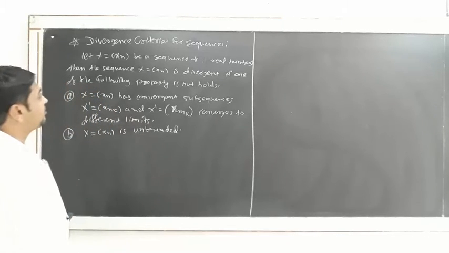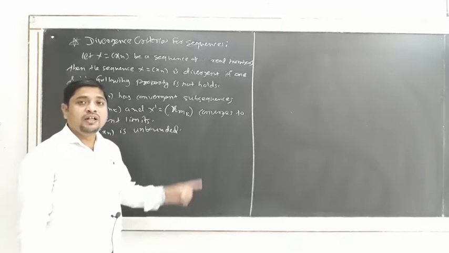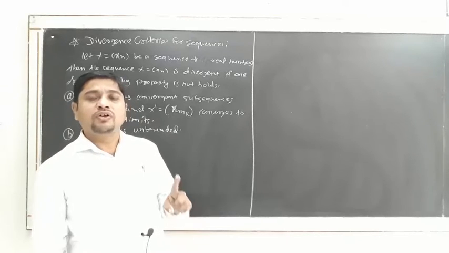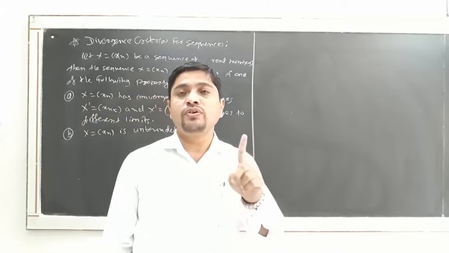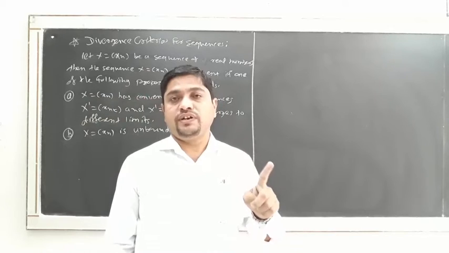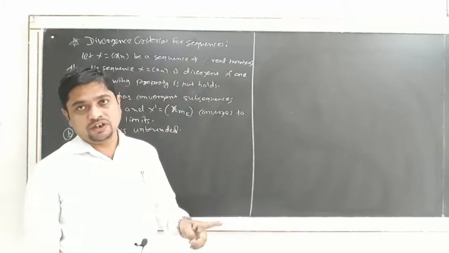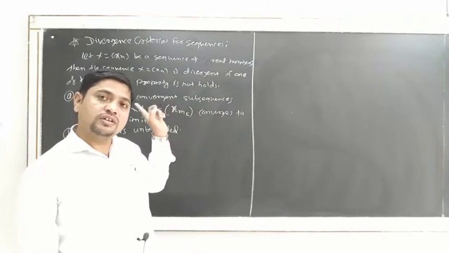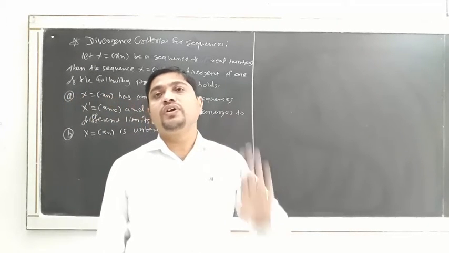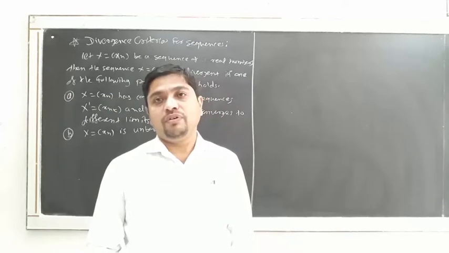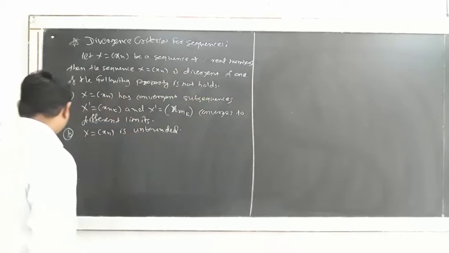So this is the divergence criteria. What is the divergence criteria? The sequence is divergent if we get two subsequences that converge to different limits, that is, they do not converge to the same limit. Or if this sequence is unbounded, then also we can say that this sequence is divergent. So we take some examples.